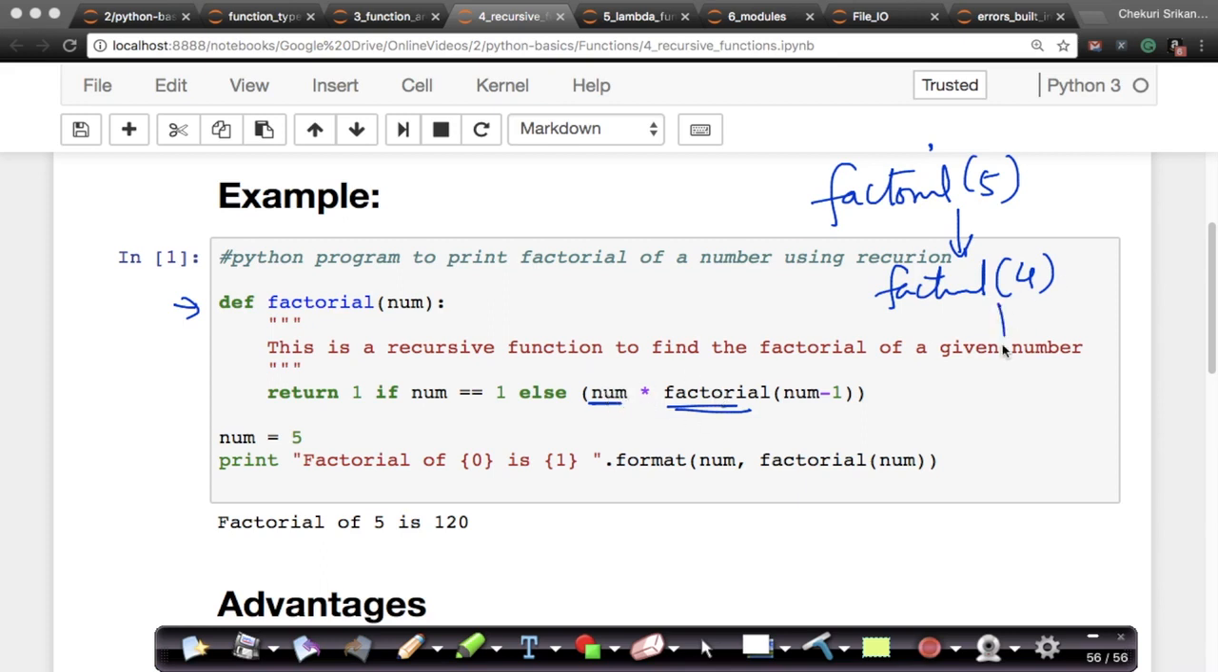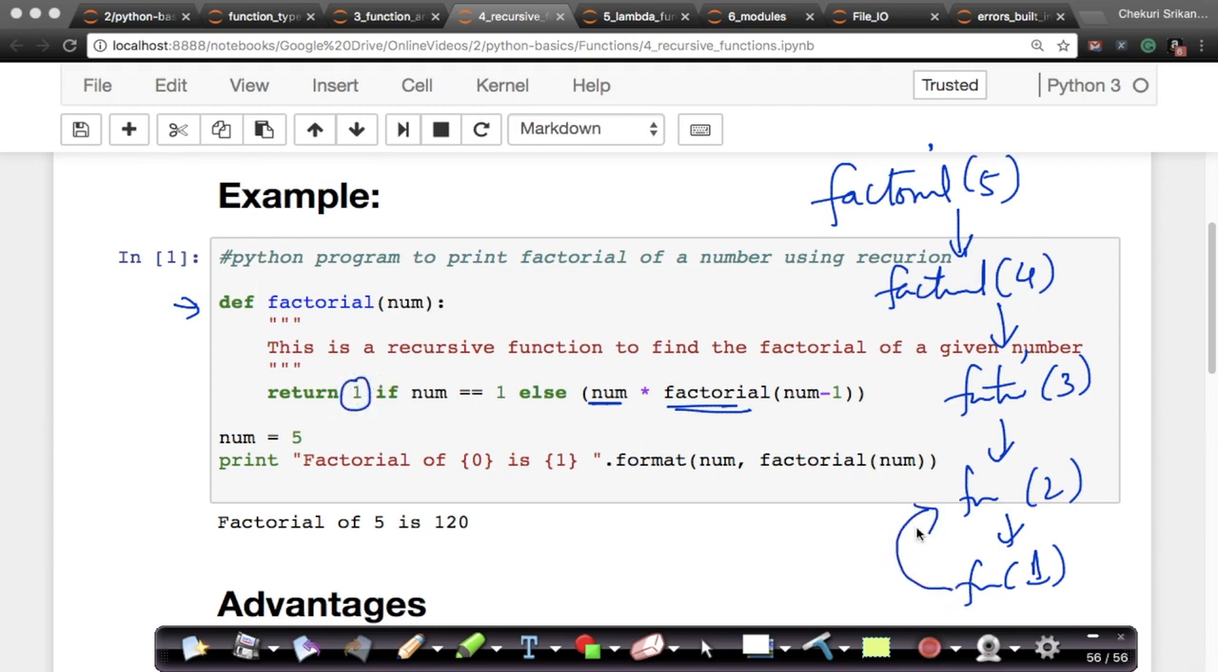It will keep calling this. It will now call factorial of 3, which will call factorial of 2, which will call factorial of 1. So it will keep calling this recursively. This is the recursion part. So when it calls factorial of 1, now it goes in here and it says return 1 if num equals 1. So it will return 1.